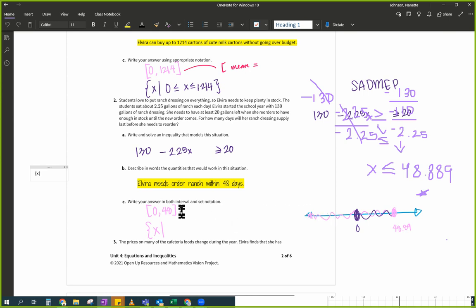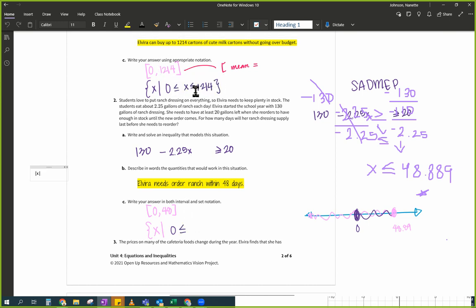So actually, I am going to write this like this. I'm going to write it like that. So it's going to say 0 ≤ x ≤ 48. So it's going to look exactly like this.